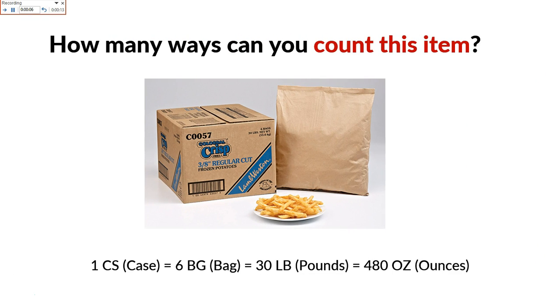Now, the next thing that I want to do here is take you through just a few items and kind of give you an idea of the way that Cherry is thinking as you're setting up inventory. So think about how many different ways you can count the item that you see here on the screen, French fries. It's a pretty consistent product. It's packaged similarly from supplier to supplier and manufacturer to manufacturer. So, if you wanted, you could count it by the case.